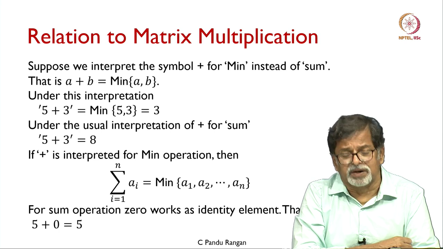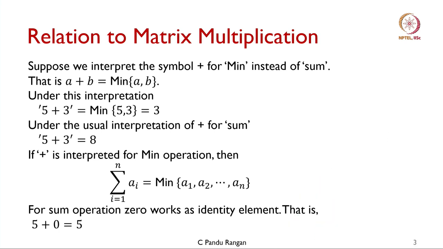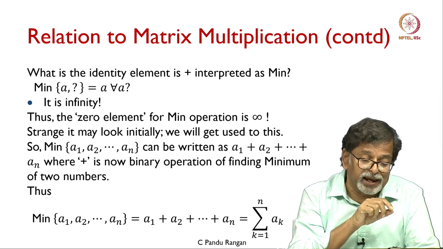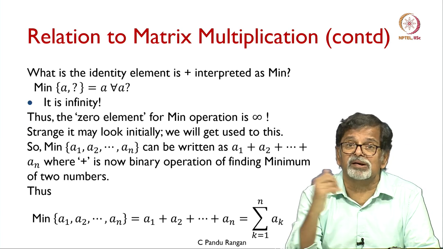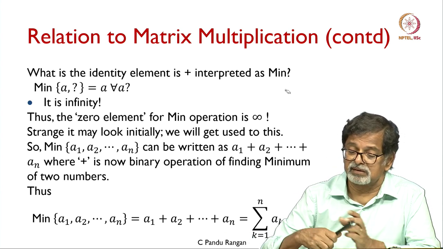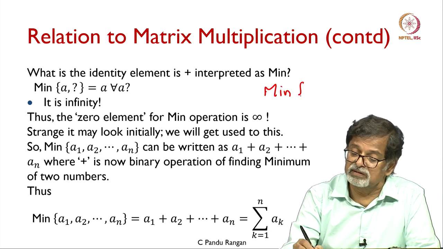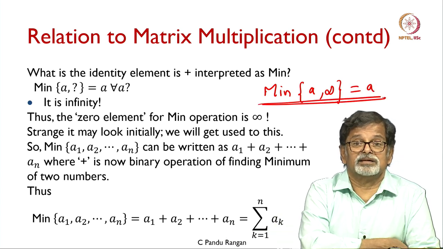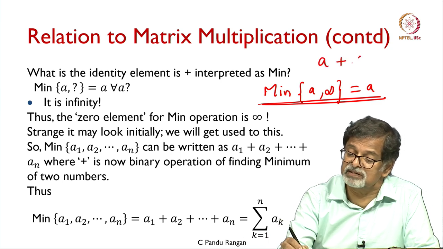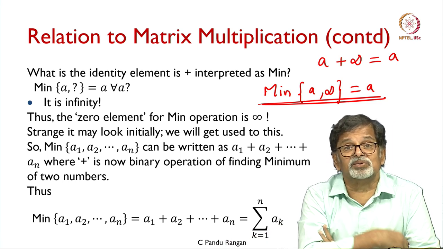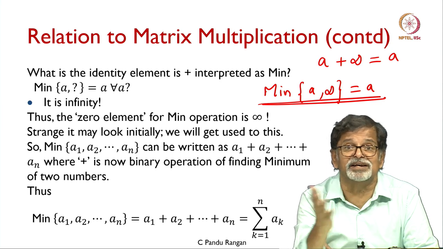For the sum operation, 0 works as an identity element: 5 plus 0 is 5. What is the identity element when plus is interpreted as minimum? In other words, the minimum of A and whatever it is should be A for all A. It is infinity. That is because the minimum of A and infinity is A. So, in our notation, A plus infinity is A, because plus stands for minimum. So you can see that infinity is acting like an identity element.